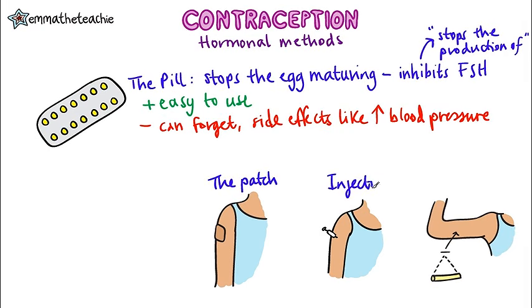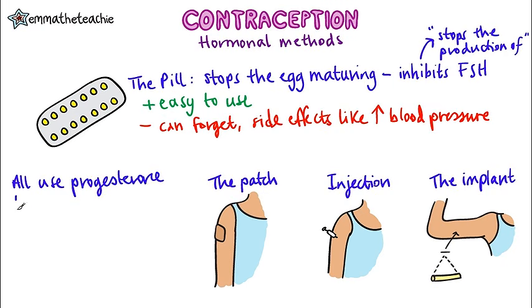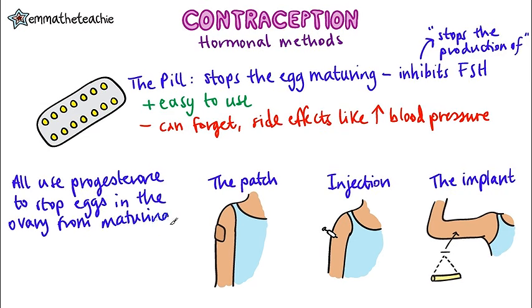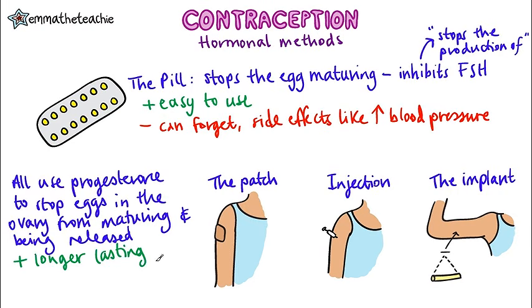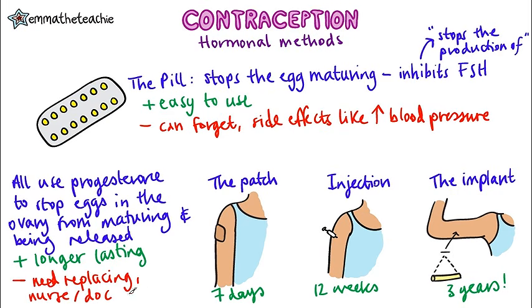Next methods are the patch, the injection, and the implant. All of these use the hormone progesterone. This inhibits eggs in the ovary from maturing or from getting released, and they last progressively longer. So this is a big advantage of these methods. However, they all need replacing, and the injection and the implant require a nurse or a doctor to receive.